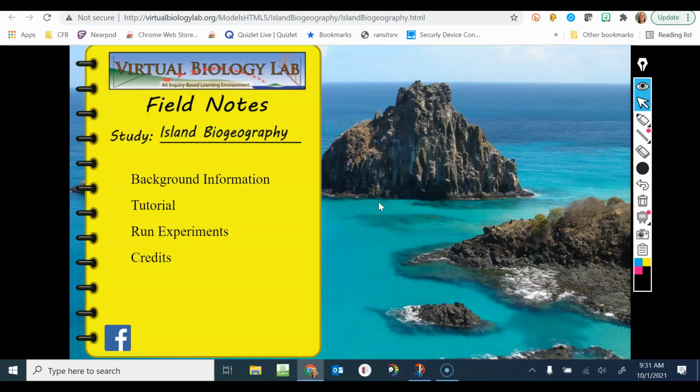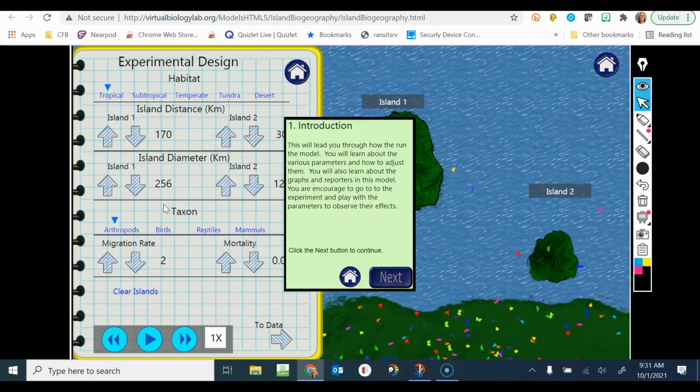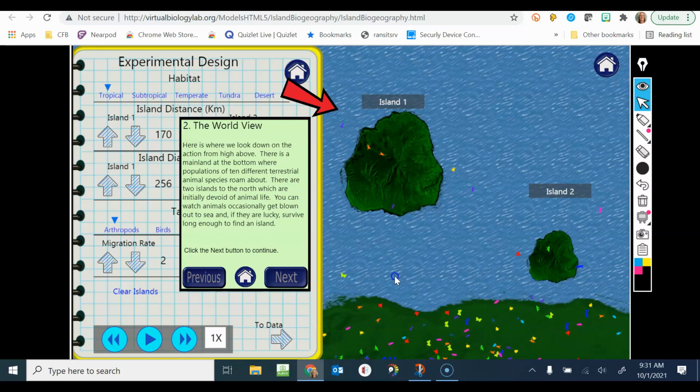Okay, so once you get through your background information, then I strongly recommend that you run through your tutorials. The tutorials have you setting up the experiment design first. And so you have distance from the mainland, island diameter, what kinds of animals you're going to be looking at. Those are going to be the things that you look at first.